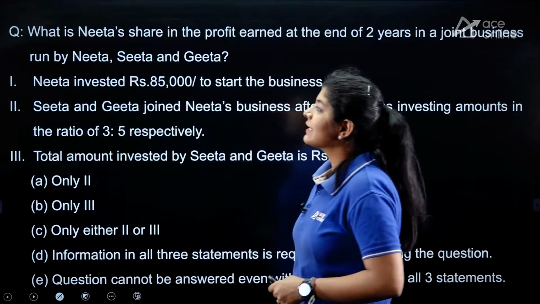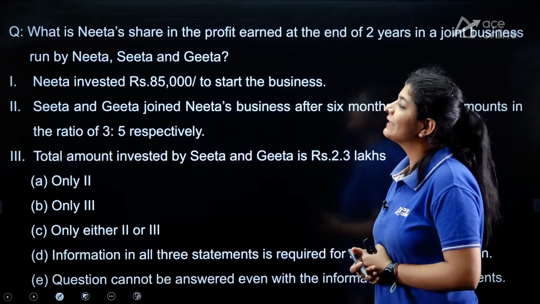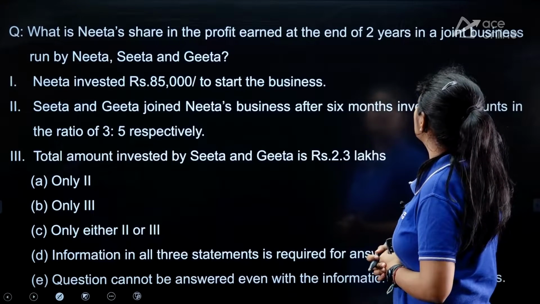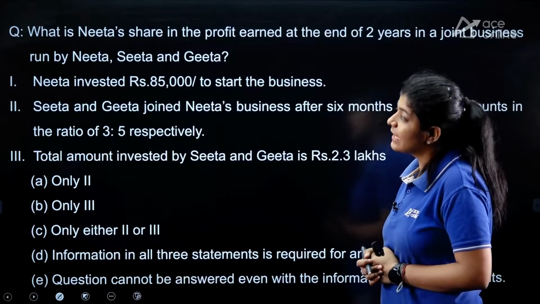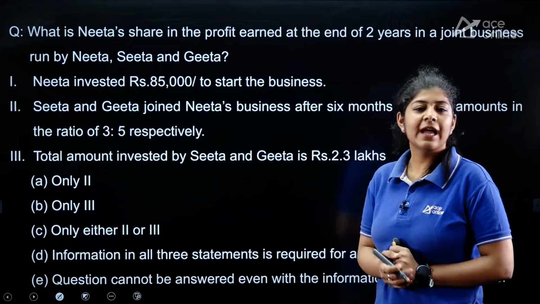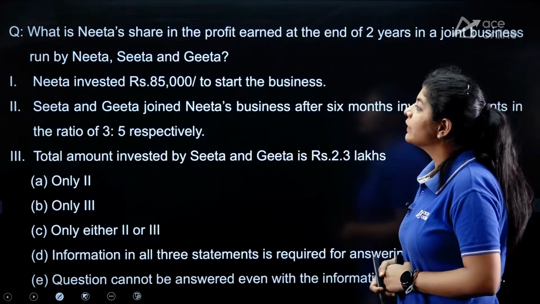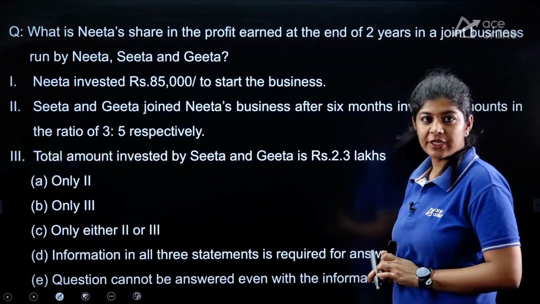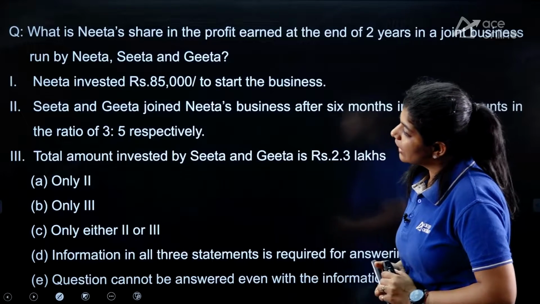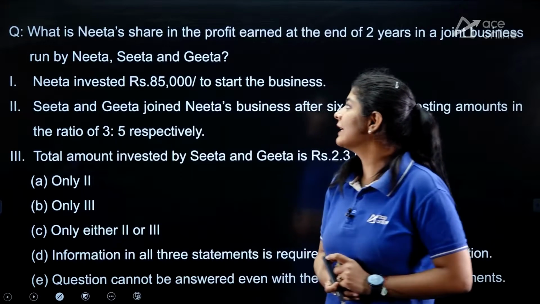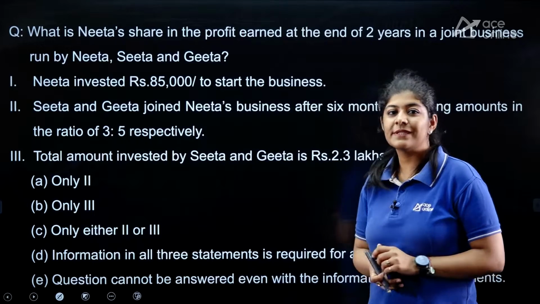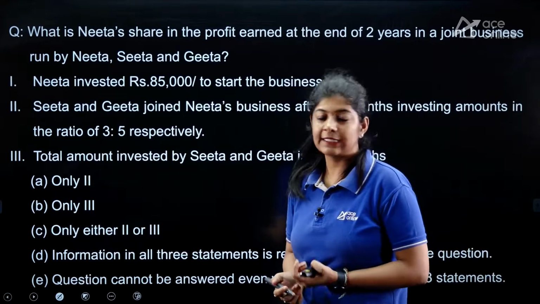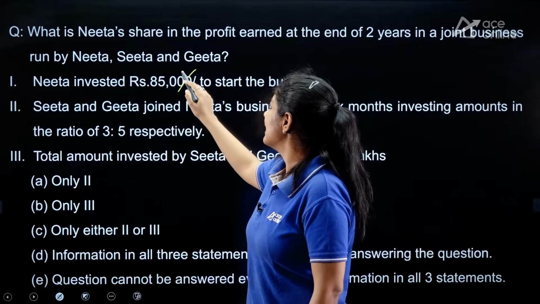The next question says: what is Neeta's share in the profit earned at the end of 2 years in a joint business run by Neeta, Sita and Geeta? What we need to do is simply find out the amount of profit sharing. First, Neeta invested rupees 85,000 to start the business, but we don't know how much amount was invested by Sita and Geeta. So this one is eliminated.